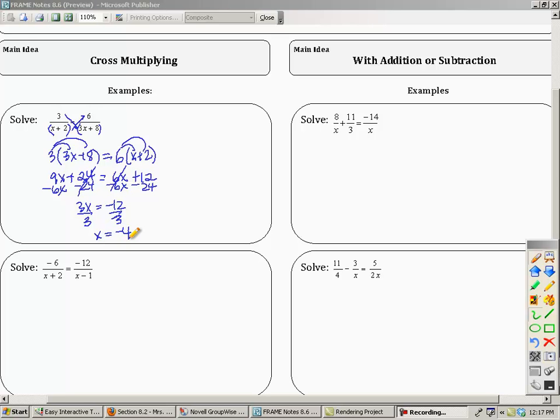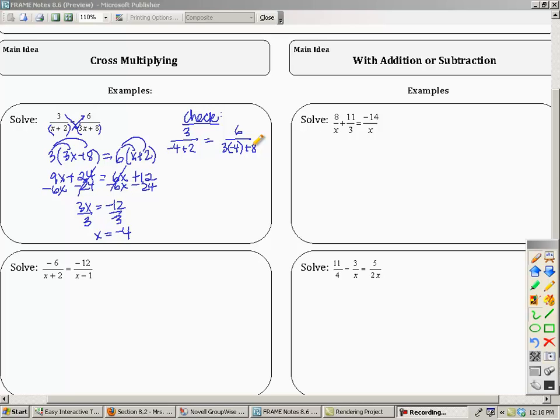Now the problem is, because we have fractions, we cannot have 0 in the denominator of a fraction. We're going to actually have to go back and check. So what I'm going to do real quick is just check to make sure my answer works. I'm going to plug the negative 4 into each side. So 3 divided by negative 4 plus 2 equals 6 divided by 3 times negative 4 plus 8. And all I want to make sure is 2 things. 1, I don't get 0 in the denominator. And 2, that I actually end up with the same fraction on either side.